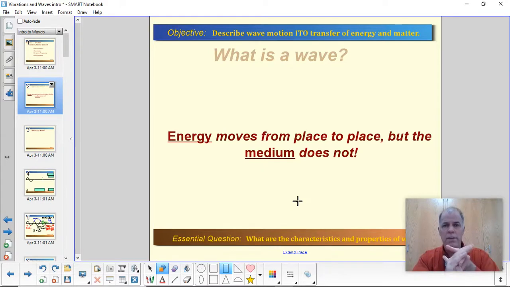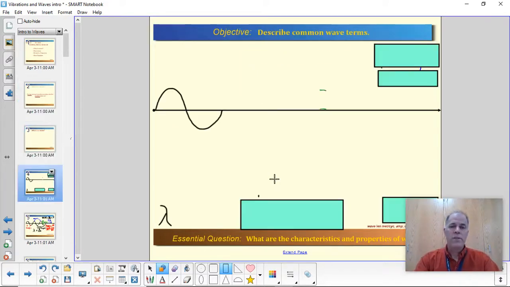Another third example of this is if you see a piece of floating wood in the water. As waves travel through the water, the piece of wood moves up and down, but it doesn't surf along with the waves. Most things in the water just stay where they are as the waves pass underneath them and through them. So the energy moves from place to place, but the medium does not. Okay, that's what a wave is.